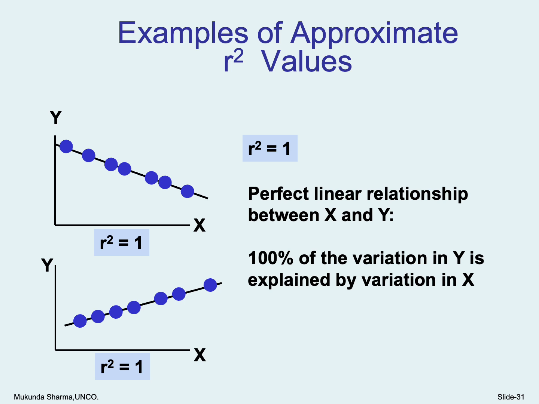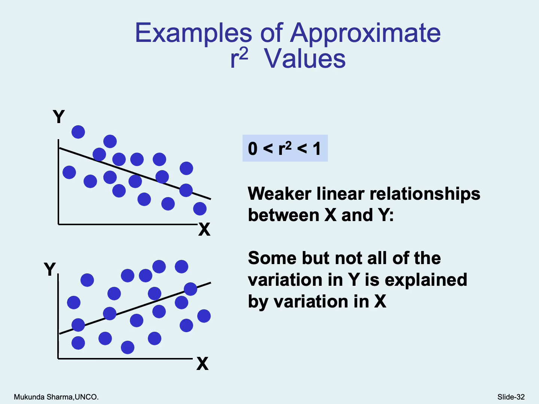In this graphical representation, R square is 1. It means there is a perfect relationship between x and y. It can also be said that 100% of the total variation in y is explained by variation in x. And in this graphical representation, you can see different types of relationships, different degrees of association.